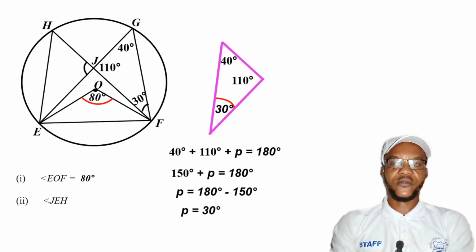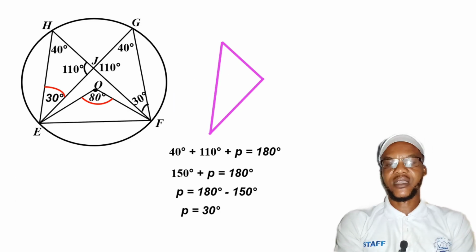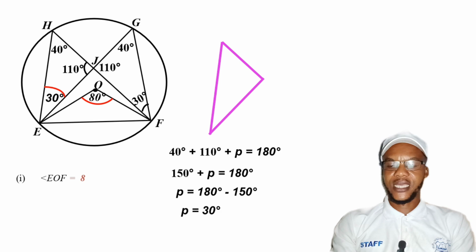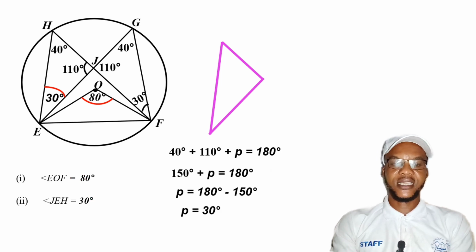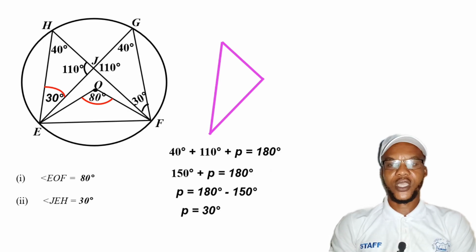So if we have 30 there, then it means that we can get our angle JEH as 30 degrees. So this is very, very simple. It's not difficult. So if that's the case, then we end here and continue next time. When we meet next time, we are going to take another example, probably either a past question or we may get a different question.